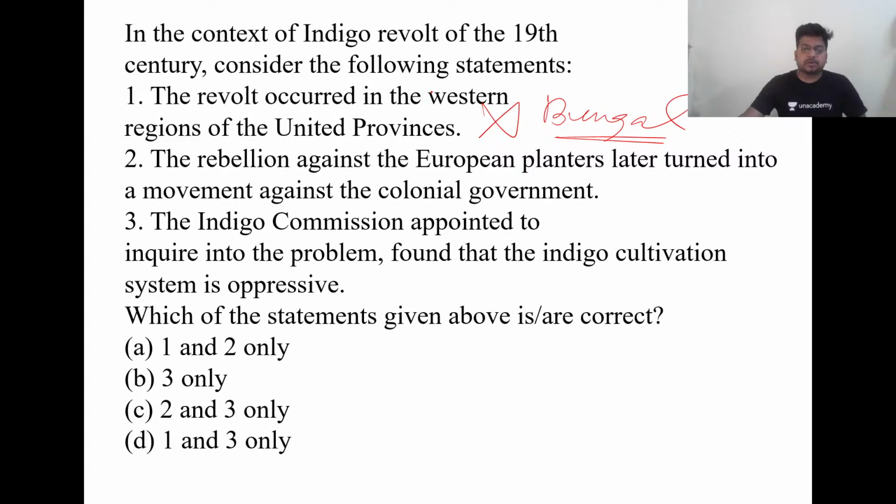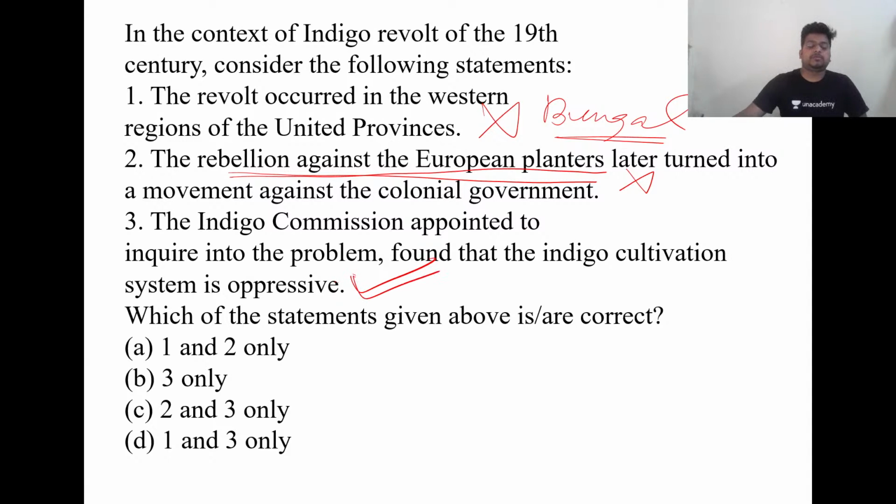Next, the rebellion against European planters was not a movement against the colonial government. Basically, it was against European planters, right? The rebellion was against European planters, not against the colonial government. So the second statement is wrong. The Indigo Commission appointed to inquire into the problem found that indigo cultivation is oppressive.